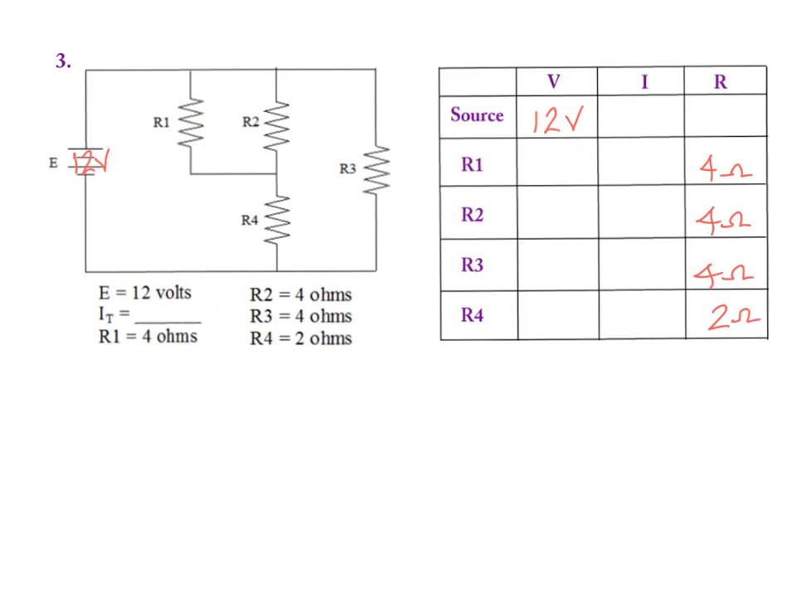So to get you started on number 3, again, fill in what you know. So I went ahead and filled in the resistors. In this case, they gave me all 4 resistors, but they didn't give me the current at the battery. And that means that I'm not going to be able to use Ohm's law to find the total resistance. They did give me the voltage.